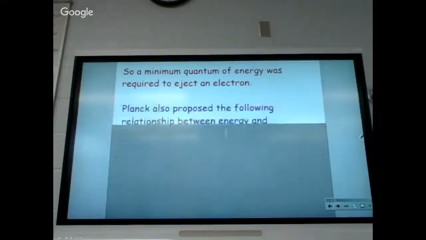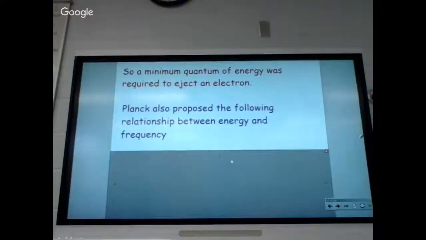So, Planck also said there's a relationship between the energy needed and the frequency. That there's a relationship between the energy of the light and the frequency of the light. Any guesses as to what that is? You think they're inversely proportional or directly proportional? These are going to be directly proportional.